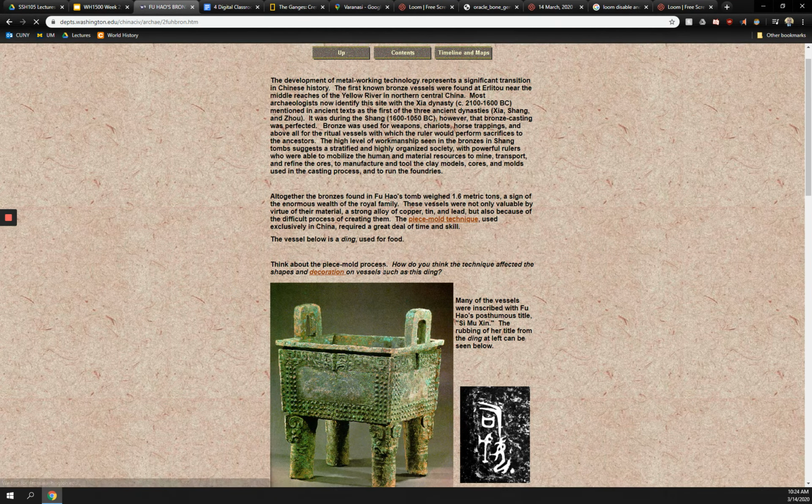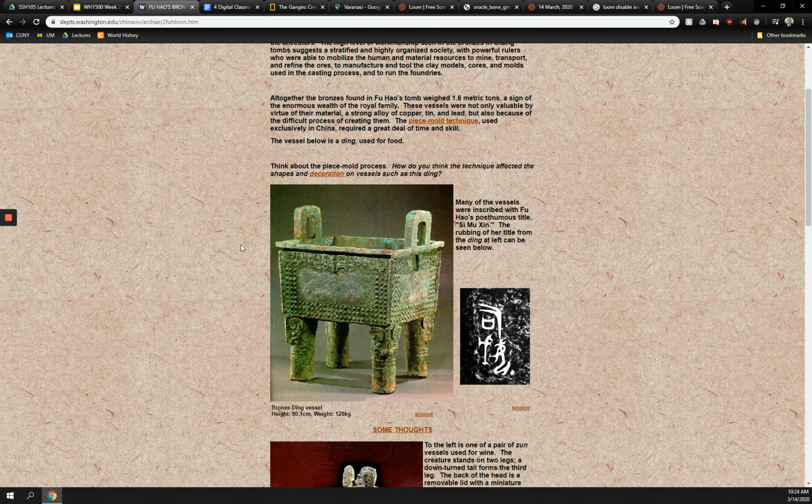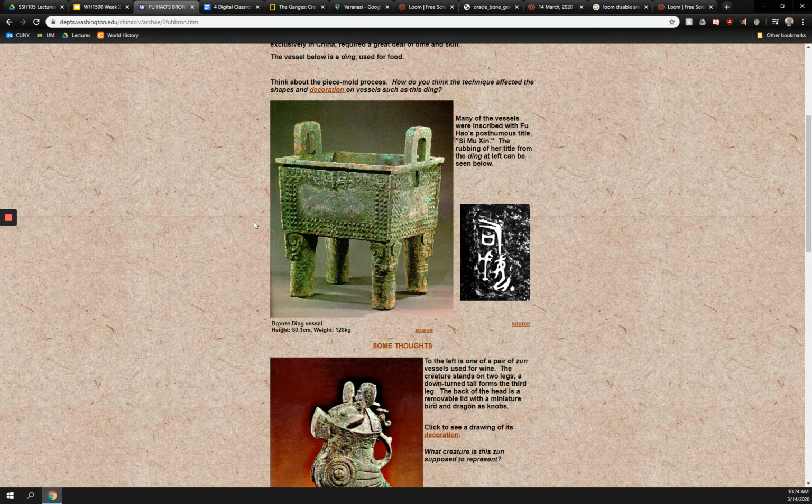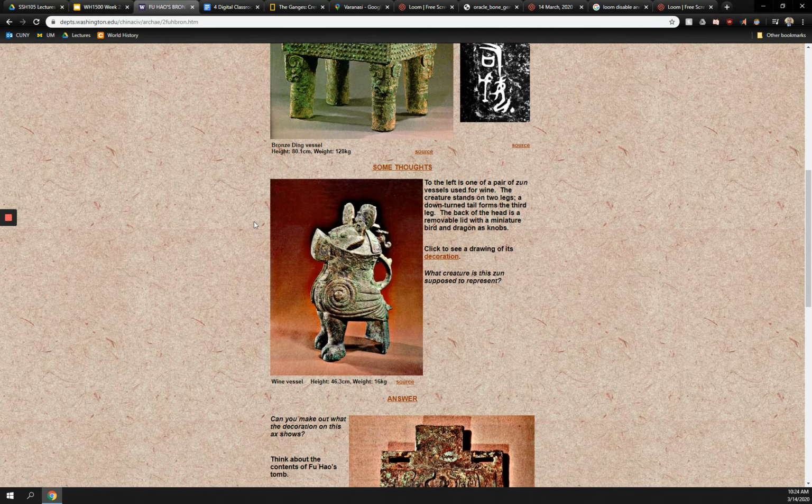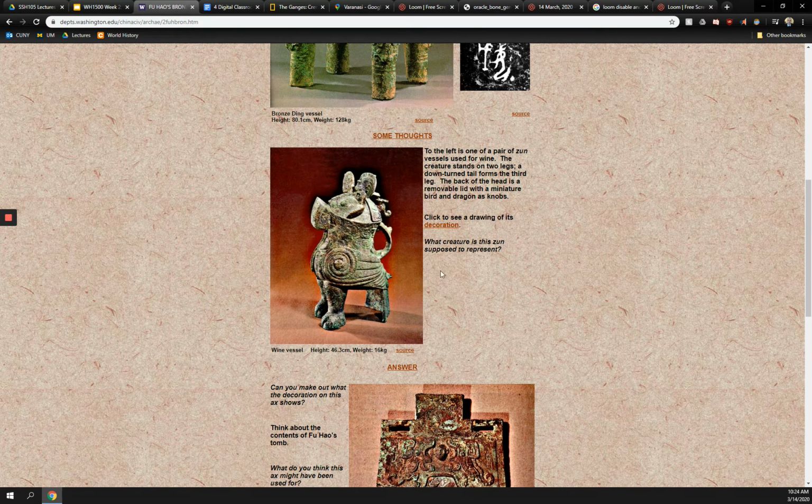So just to look at a couple of them, we see lots of bronze vessels, and these were ritual vessels, often buried with people from the Shang dynasty onward. And so here we have one, a wine vessel. I'm not sure what creature this is, they ask. I'm not actually sure what that creature is. Possibly a dog or a lion, I'm not quite sure.